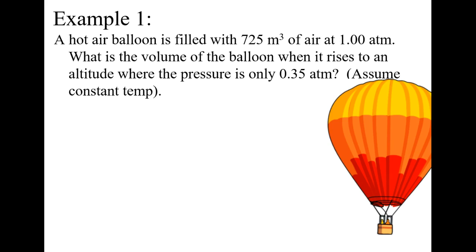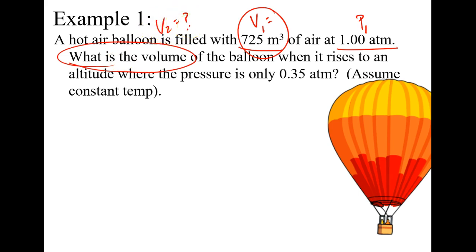I sometimes have kids that will take a look at this problem and they see 725 cubic meters. You have to recognize the labels and what they represent. That is an amount of space. So my V1 is 725 cubic meters. My pressure is 1 atmosphere, that's P1. It says, what is the volume? So V2 is my question mark. And then I know 0.35 atmospheres is my second pressure.